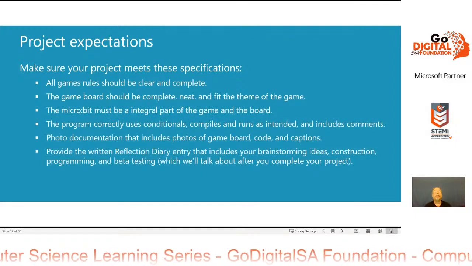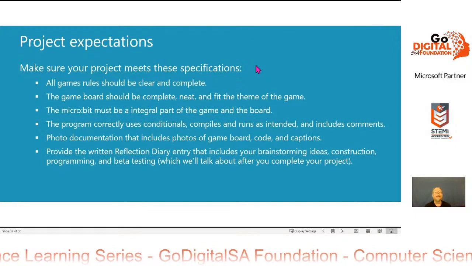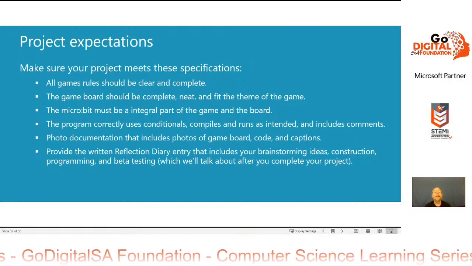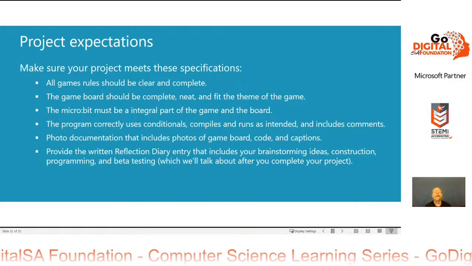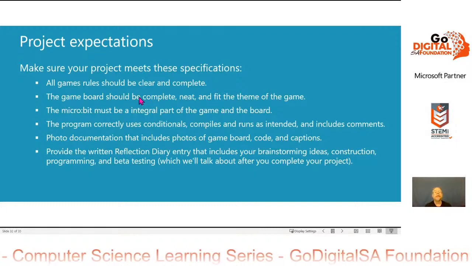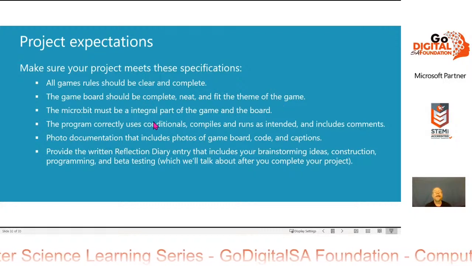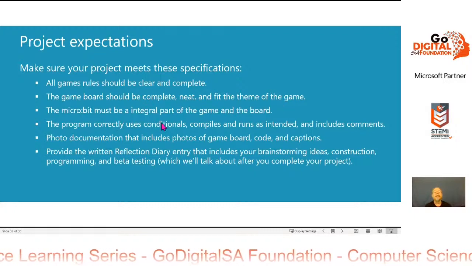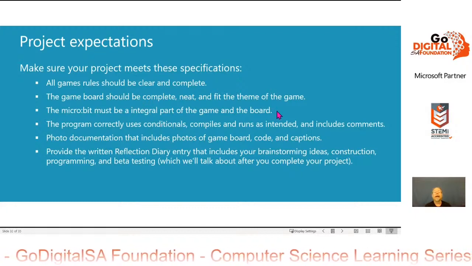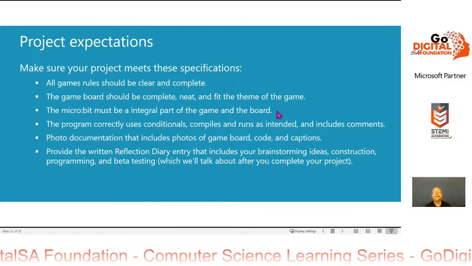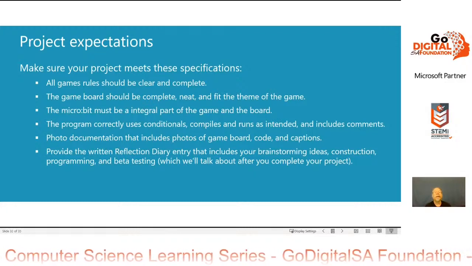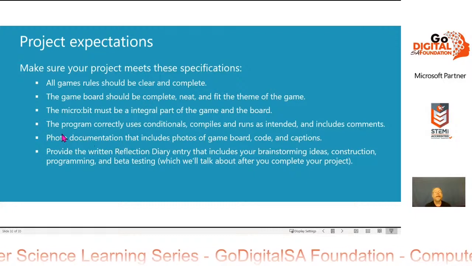Make sure your project meets these specifications. All game rules should be clear and complete. When you write out the rules, they have to be clear, they have to be complete. Nobody can say they didn't know what they were supposed to do. The game board should be complete, neat, and fit the theme of the game. The microbit must be an integral part of the game and the board. So at the very least, it should work like dice, choosing the number of squares ahead that you move. It can also keep score, and you can get it to do whatever you like.